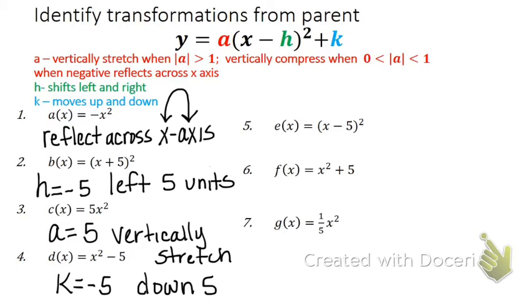For number 5, we're back inside of our parentheses again, which means that that is h. And again, we read that as the opposite. So the opposite of minus 5 is positive 5. So in number 5, h is positive. So this parabola will move right 5 units.